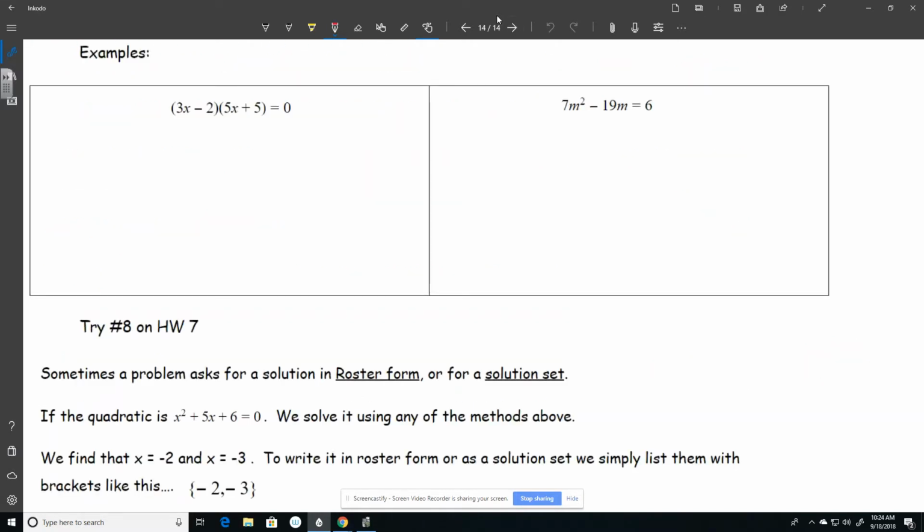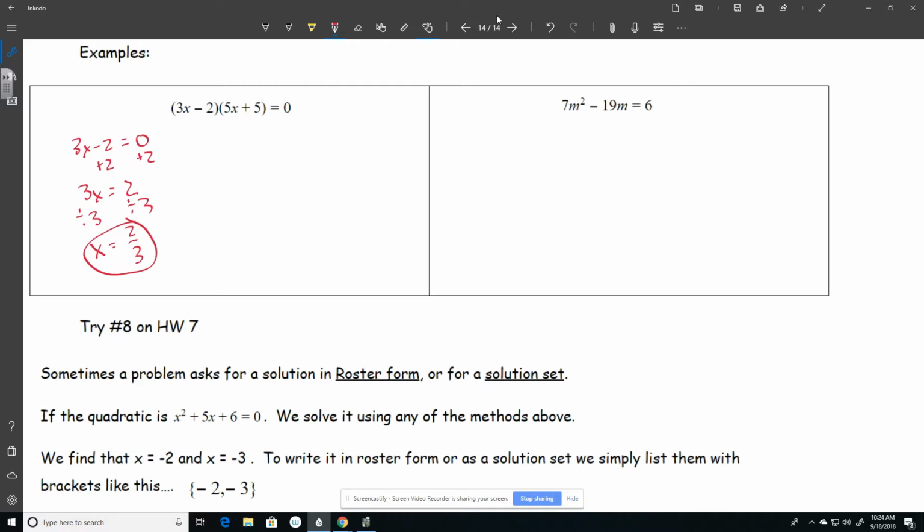So 2 other examples. This one's already factored for us. So we can go ahead and just set each of these parentheses equal to 0. 3x minus 2 multiplied by 5x plus 5. So 3x minus 2 equals 0. I solve for x. I add 2 to both sides. 3x is equal to 2. I divide by 3, divide by 3. x equals 2/3. I like that answer way more than decimals.